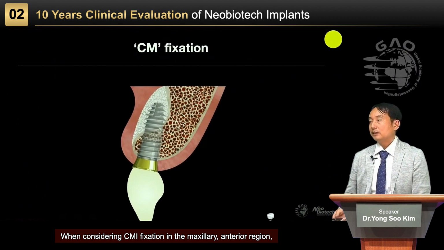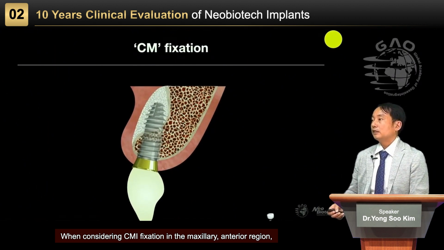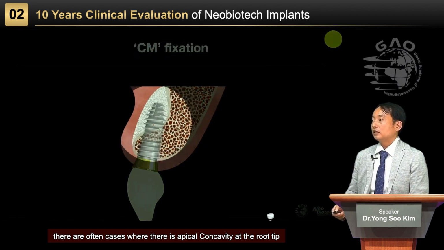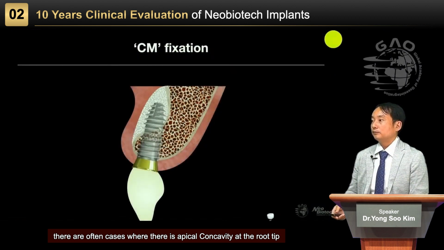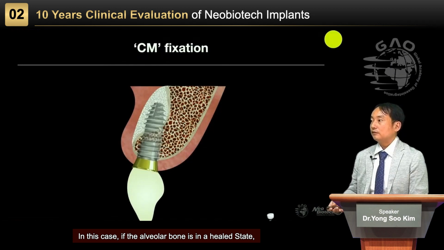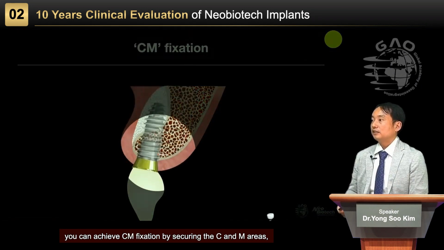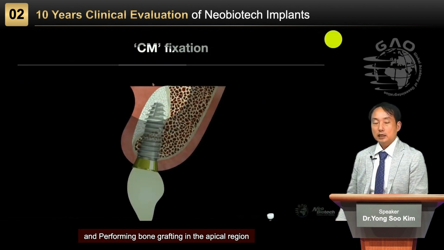When considering CMI fixation in the maxillary anterior region, there are often cases where there is apical concavity at the root tip. In this case, if the alveolar bone is in a healed state, you can achieve CM fixation by securing the C and M areas and performing bone grafting in the apical region.